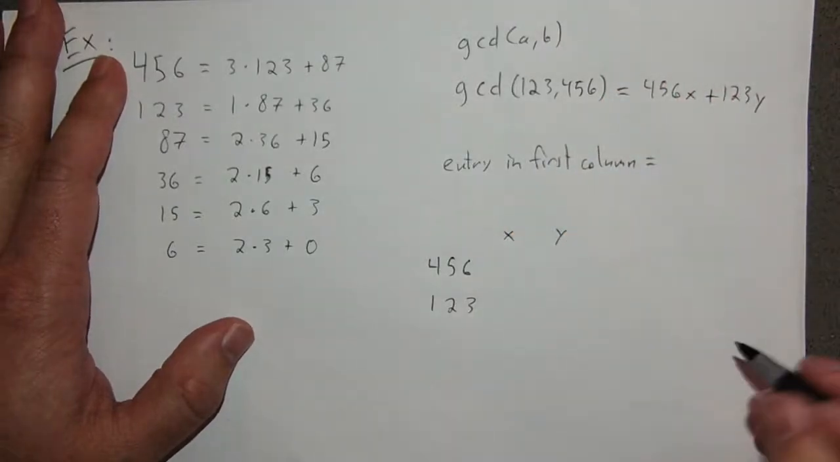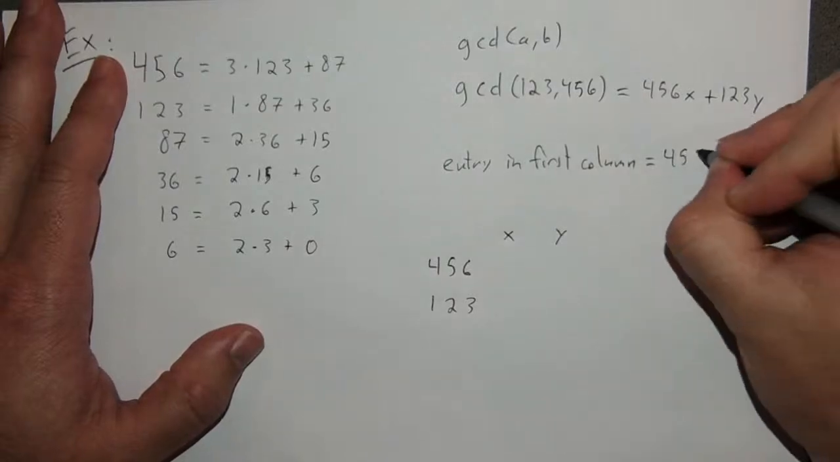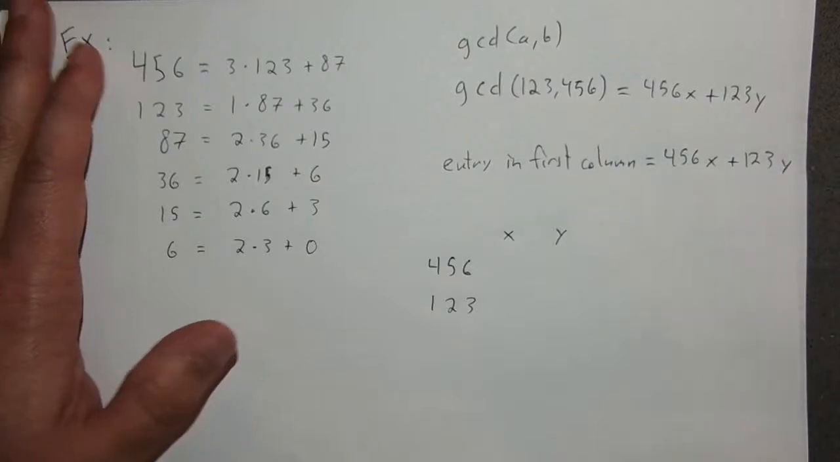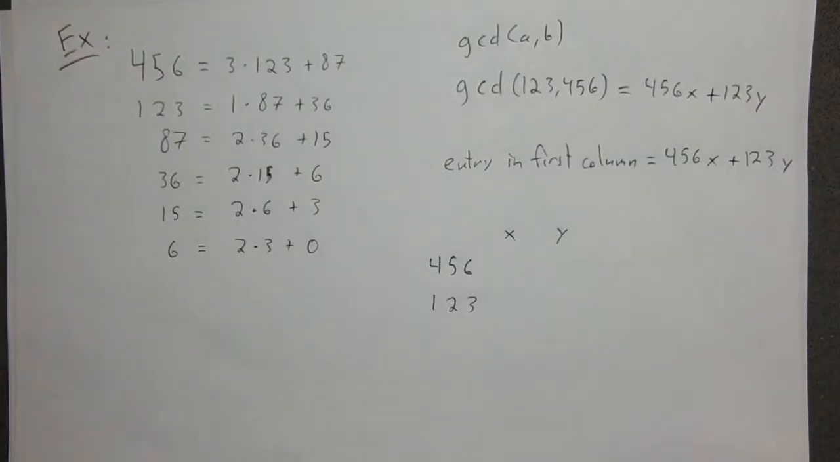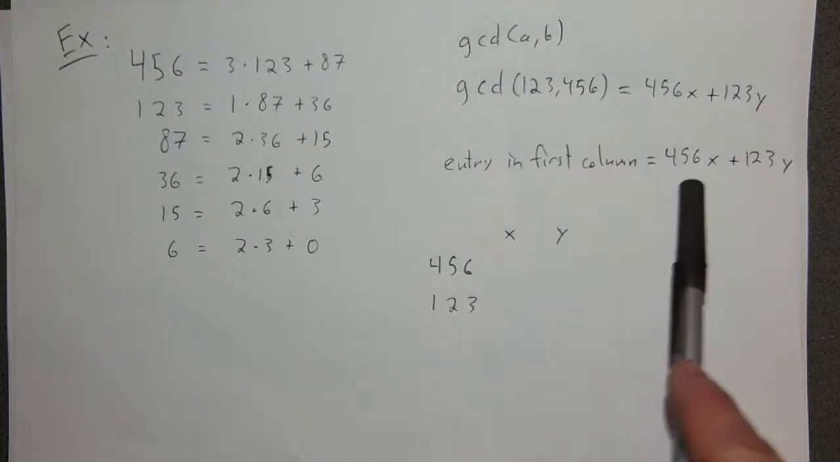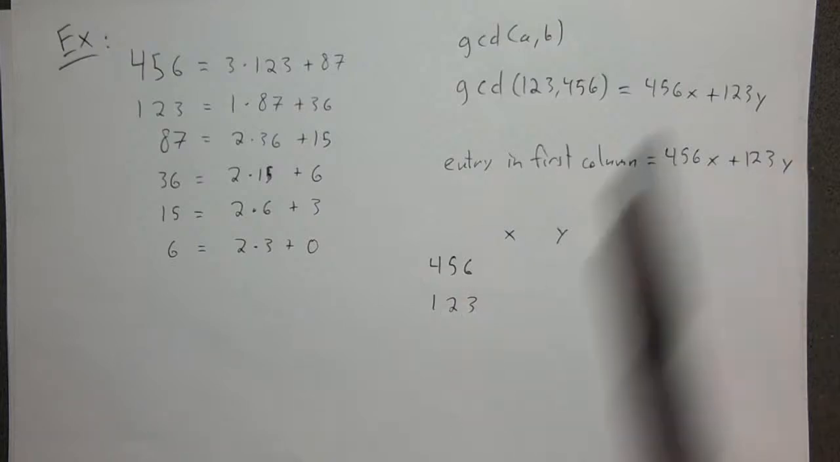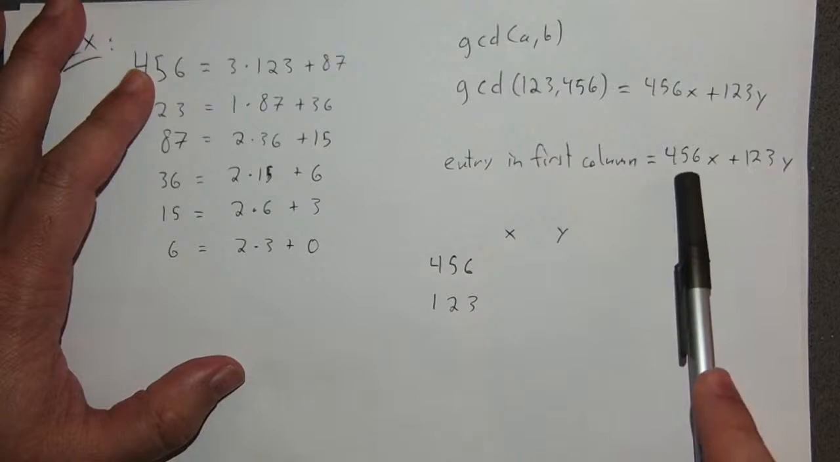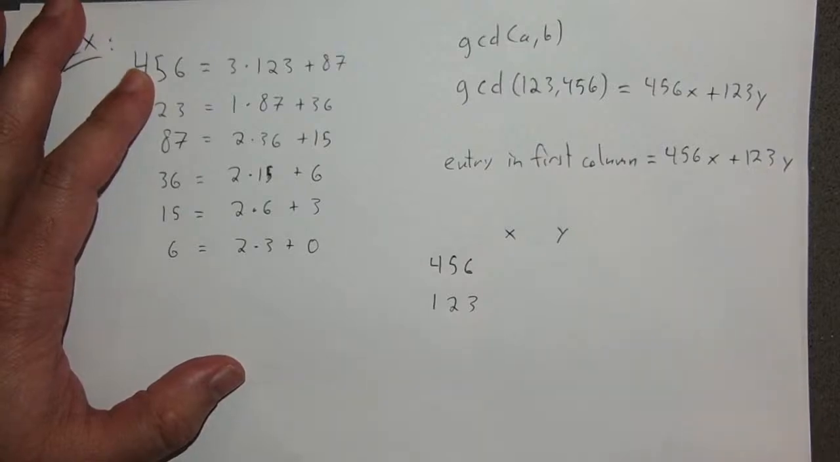This entry in the first column I think of as 456x plus 123y. That's the idea. And so what do I mean? My entry in the first column is thought of in this way. The idea is I want to write 456 as a linear combination of 456 and 123.